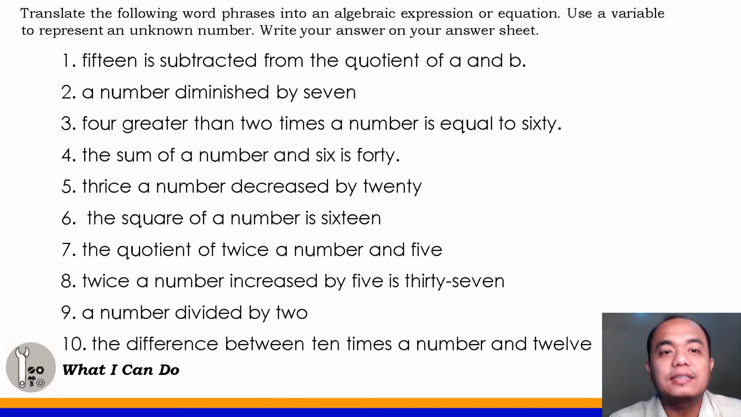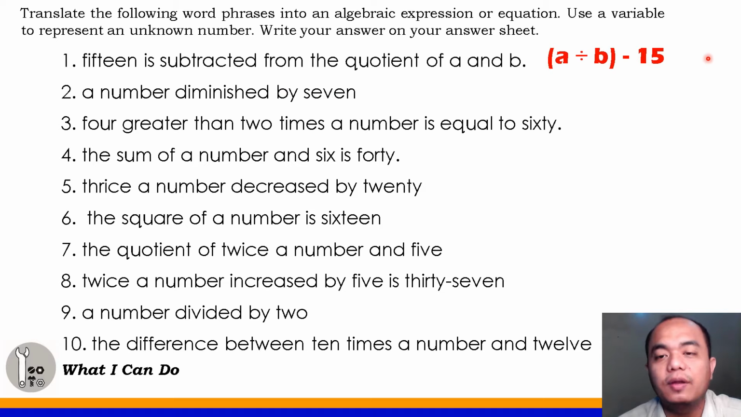Direction. Translate the following word phrases into an algebraic expression or equation. Use a variable to represent an unknown number and write your answer in a separate sheet of paper. Let's have number 1. 15 is subtracted from the quotient of A and B. So how do you translate that? Very good. This is how we translate this given word phrase.